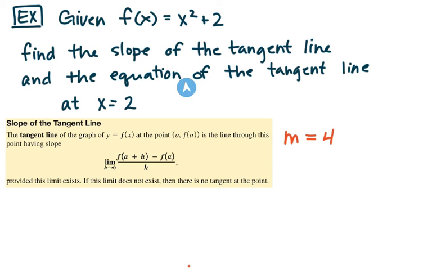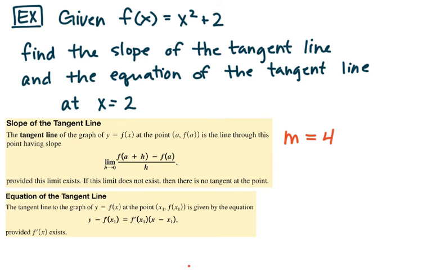We need to write the equation of the tangent line. Remember, the equation of a tangent line is just like our point slope formula. We need a point and a slope, which is the derivative. So my point, I only have an x value. Is there an easy way I can go about finding the corresponding y value?